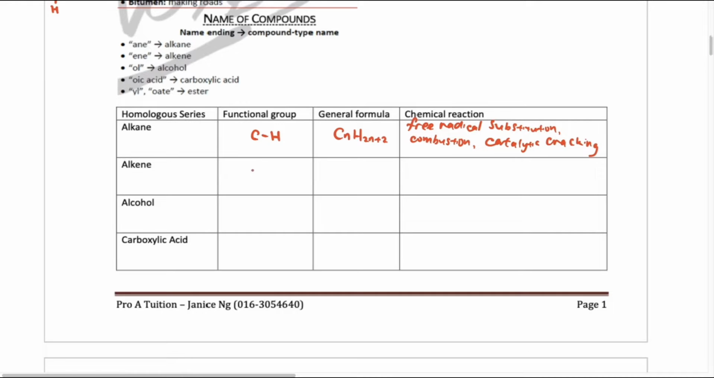Okay, alkene, the functional group is the C double bond. We discuss later; now we just fill out the blanks without discussing much. The general formula is CnH2n. The chemical reactions are addition reaction, and combustion also.